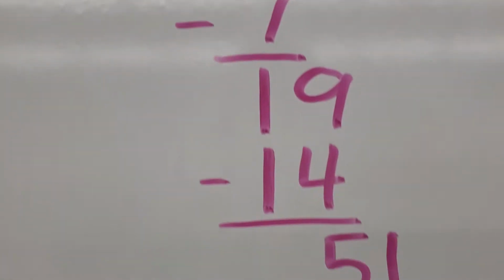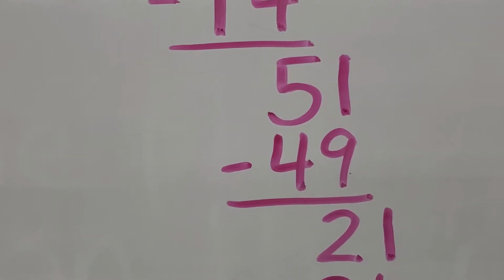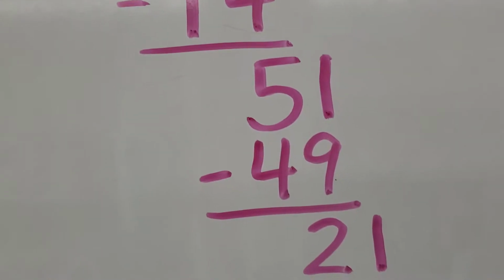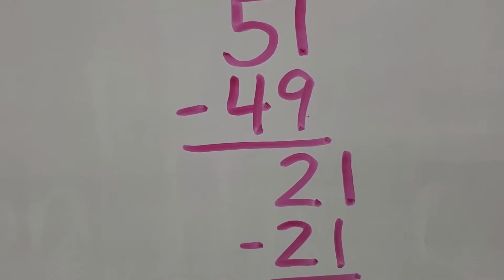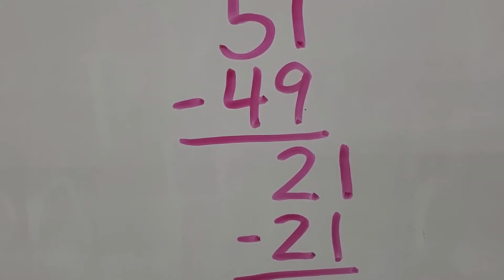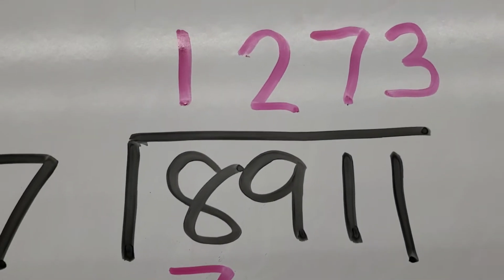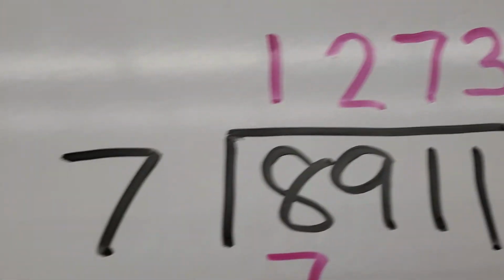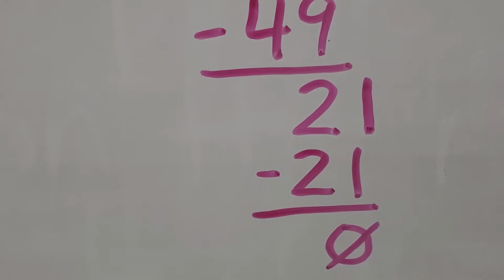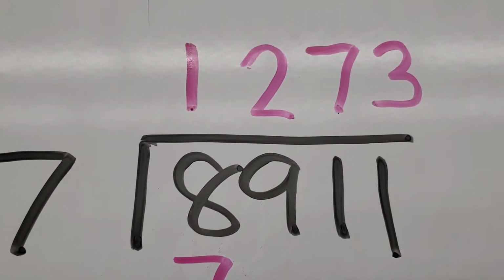7 times 7 is 49. 51 minus 49 is 2. We have another 1 to drop, so we're going to drop it straight down. Now, how many times does 7 go into 21? We know 3 times 7 is 21. So we'll put the 3 up there. We're going to check it. 3 times 7 is 21. 21 minus 21 is 0. There's no remainder. So that is our answer.